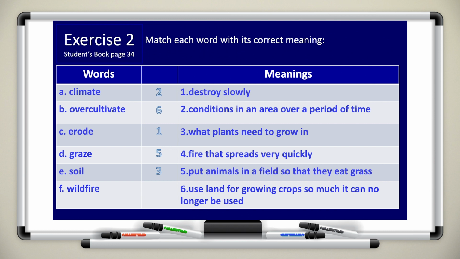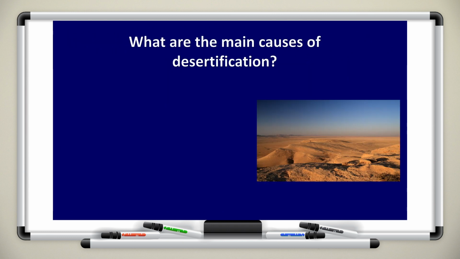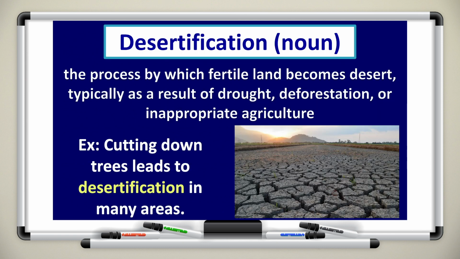And the last one, wildfire, which we covered. Fire that spreads very quickly, like the ones in Australia last year. Now, what are the main causes of desertification? Look at the picture. Desertification.